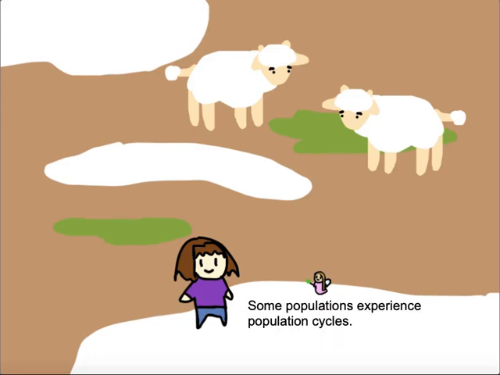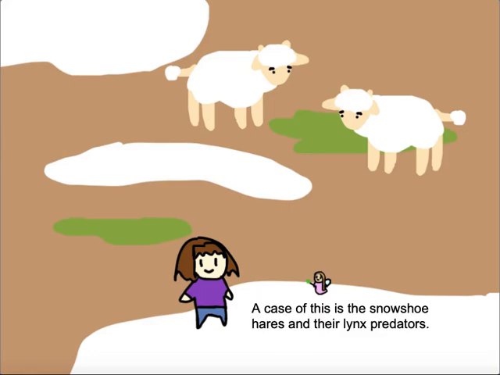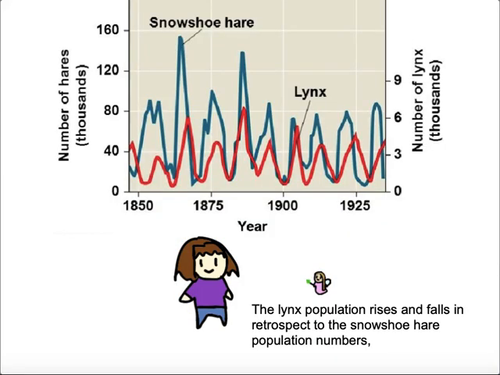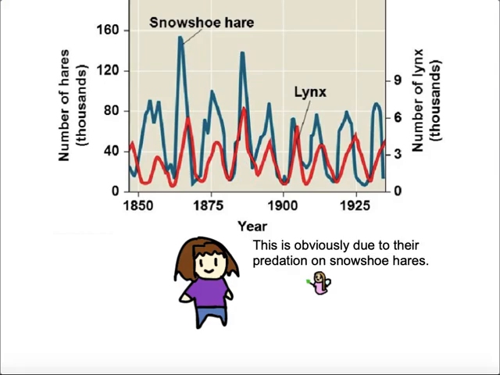Some populations experience population cycles. A case of this is the snowshoe hares and their lynx predators. The lynx population rises and falls in response to the snowshoe hare population numbers on a 10-year cycle. This is obviously due to their predation on snowshoe hares. However, the distinct 10-year cycle may be due to several factors.